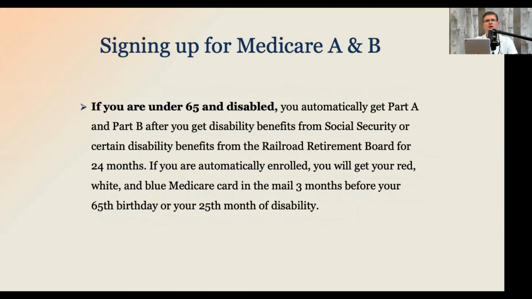If you are under 65 and disabled, you automatically get Part A and B after you get disability benefits from Social Security or certain disability benefits from the Railroad Retirement Board for 24 months. If you are automatically enrolled, you will get your red, white, and blue Medicare card in the month 3 months before your 65th birthday or your 25th month of disability.